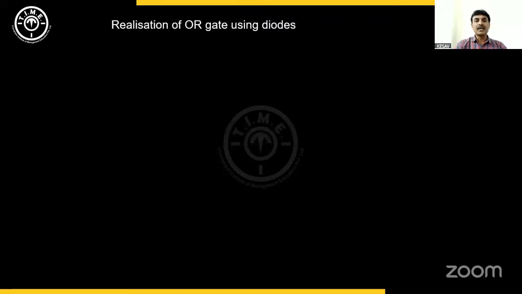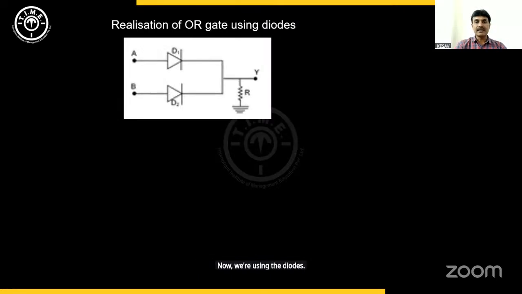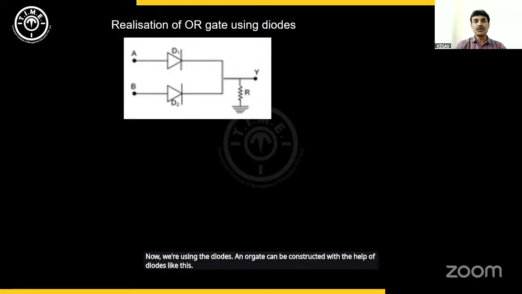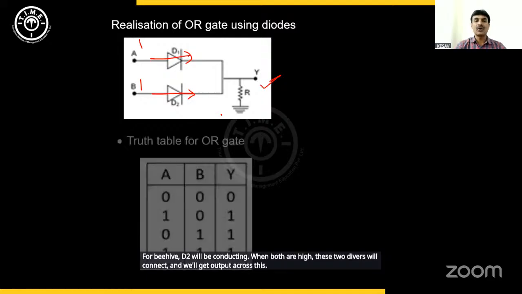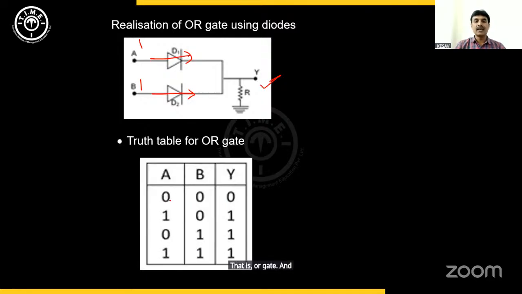Now, an OR gate can be constructed with the help of diodes like this. Two diodes, A and B are the inputs. When any one is high, then the diode conducts and you will get output across this load. Either D1 for A high, D1 will be conducting. For B high, D2 will be conducting. When both are high, these two diodes will conduct and we will get output across this. That is OR gate. And in the truth table, only when both are zeros will the output become 0.